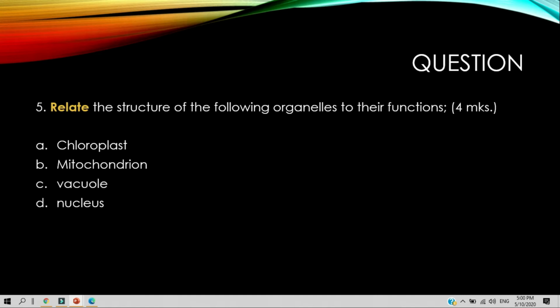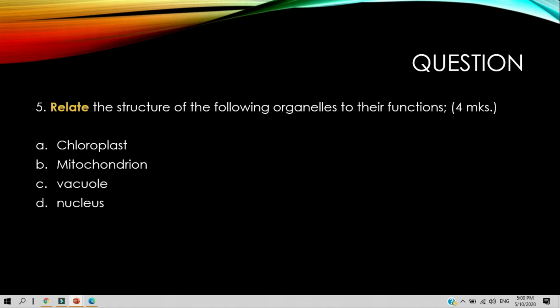But would you say the same is true for a fork? No. So here we have it, structure versus function. So now you're supposed to relate the structure of the following organelles to their functions. Do we understand?